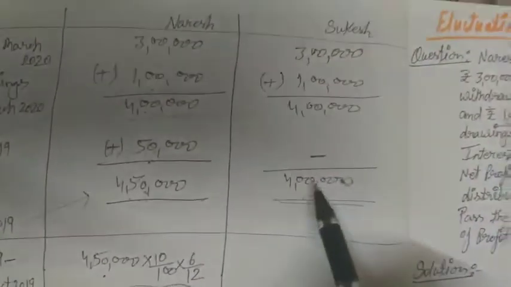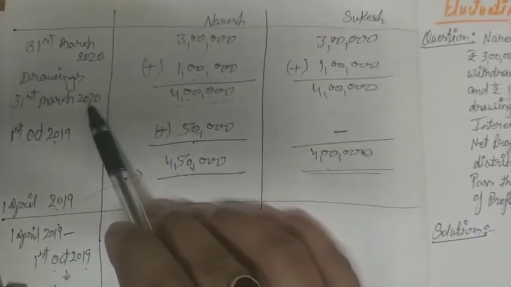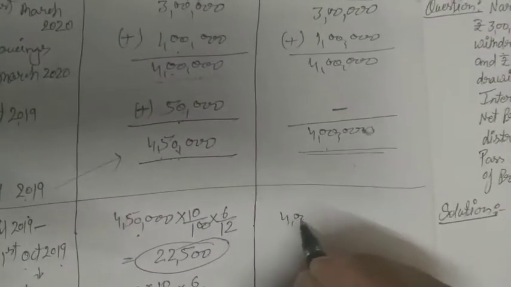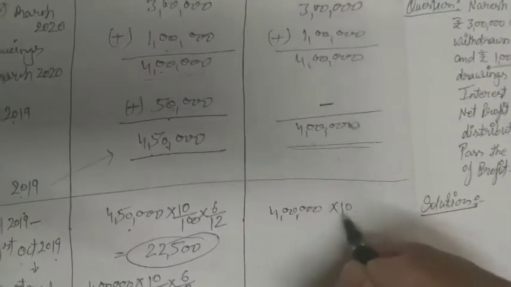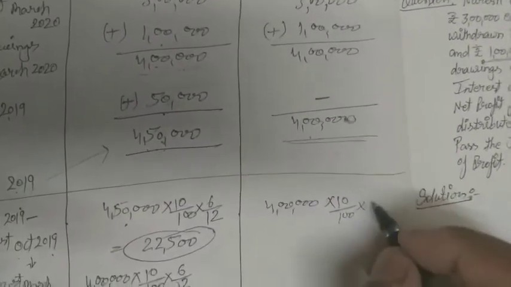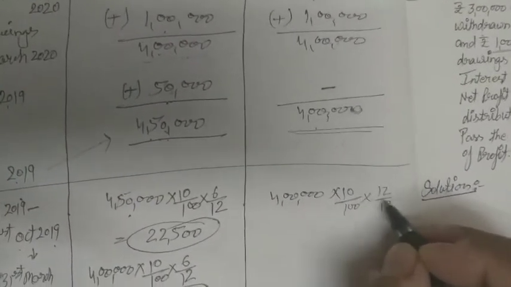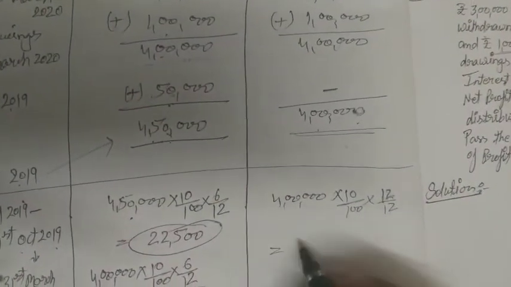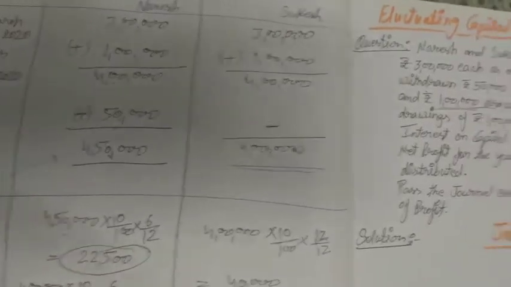And if we calculate for Sukesh, from 1st April to 31st March 2020 directly, there is no change in between. So the total interest will be calculated on 4 lakh of rupees at 10% for the complete year, so 12 by 12. Okay, it is calculated for 12 months. So the interest will be 40,000 rupees total.